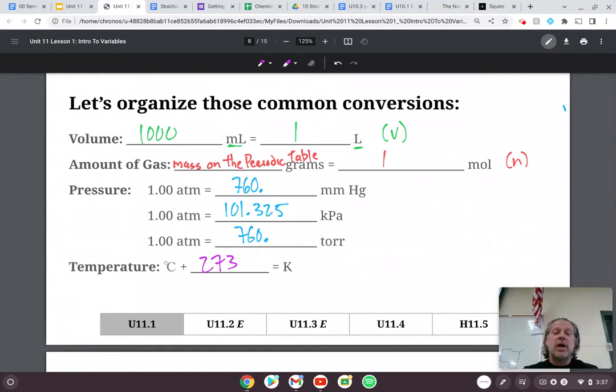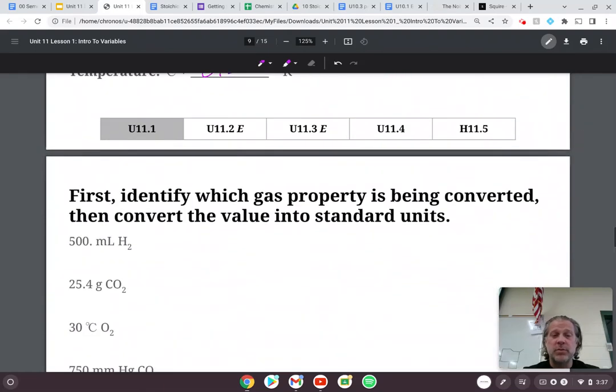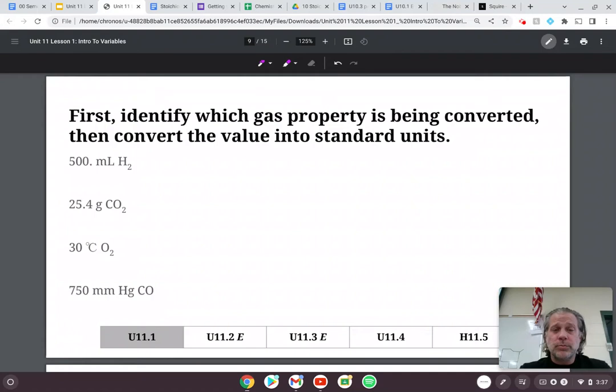Okay, so now you have a great all-in-one place for you to look at when you're looking at your common conversions. And speaking of common conversions, one of the things that we're going to ask you to do is convert between units. So in this example, we ask you to first identify the gas property that's being converted and then convert to the standard unit.